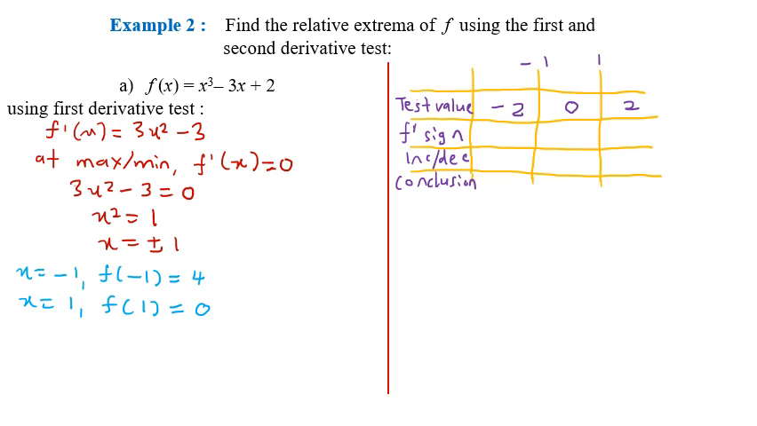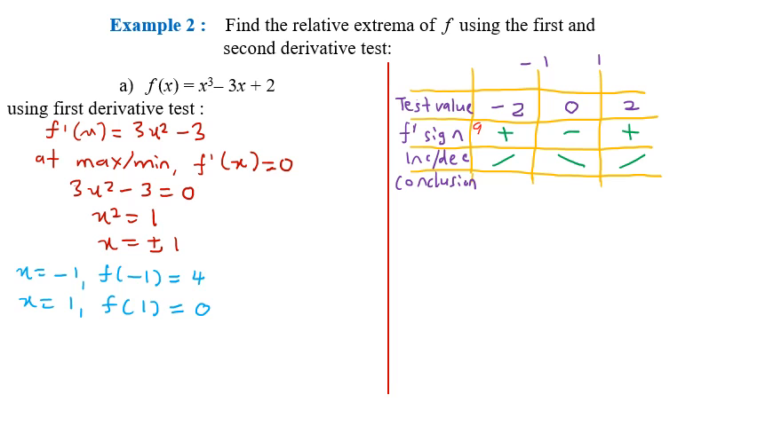Okay, and then we have to put a test value, remember, for using the sign table. So for a value less than -1, we choose -2. For a value between -1 and 1, of course, it should be 0. And for greater than 1, we choose 2. For the f prime sign, we just substitute these values and we can use the calculator. So remember to use the calculate function. Put the function 3x squared minus 3 in your calculator, and then press calculate. First insert the value -2, and you will get the value of 9.